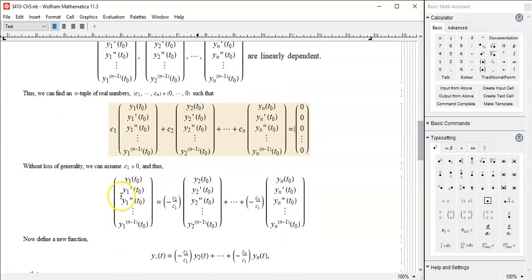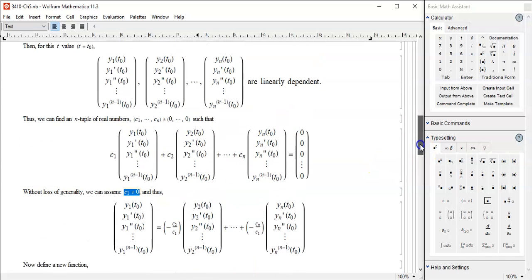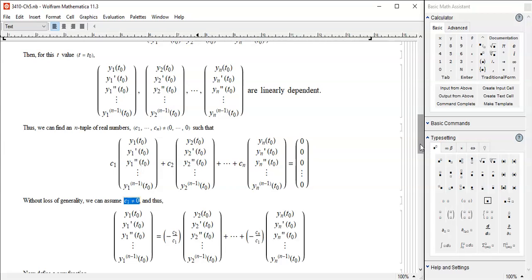Now without loss of generality, we can assume that C1 is non-zero. Why? What if C1 is 0, but say C17 is non-zero? In that case, we can simply switch the order and then rename, then all is well, because it doesn't matter which order we do. We can always change the order without loss. That's what without loss of generality generally means. So we can assume C1 is non-zero.